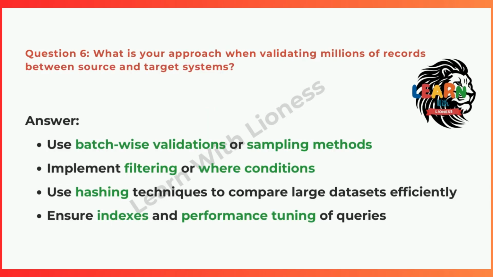Question 6. What is your approach when validating millions of records between source and target systems? Answer. A. Use batch-wise validations or sampling methods. B. Implement filtering or where conditions. C. Use hashing techniques to compare large datasets efficiently. D. Ensure indexes and performance tuning of queries.